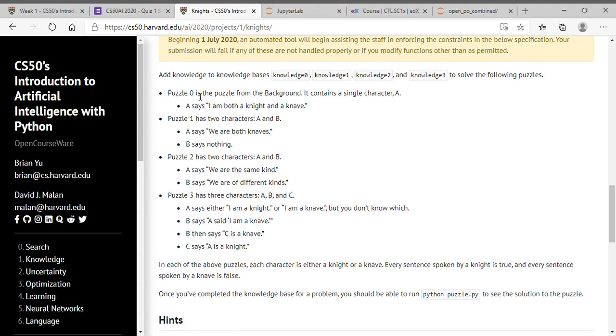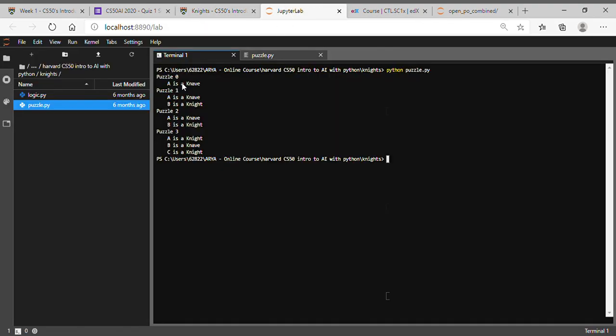Puzzle 0 says, A says I am both a knight and a knave. We know that this sentence is not possible because a character can only be a knight or a knave, but not both. So definitely this sentence is false, and because this sentence is false, only a knave can say that, because in this problem a knight always tells the truth and a knave always says falsehood. So the computer correctly deduced that A is a knave.